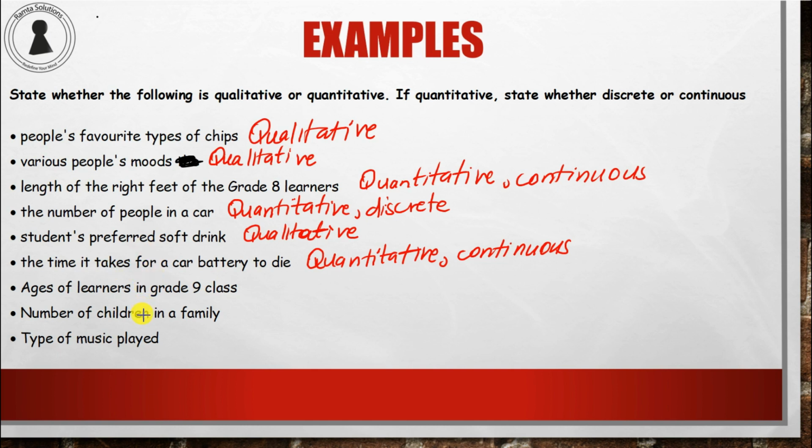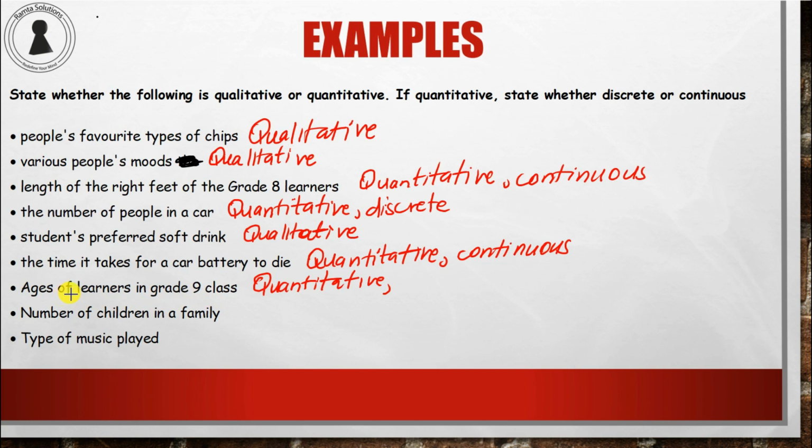Now, this one is tricky. The ages of learners in a grade 9 class. Here is a question. Is this a category? The ages of learners in a class? It is not a category. So, it is quantitative. But please hold. Now, check what the question is asking you. It's asking you the ages of learners in a grade 9 class.